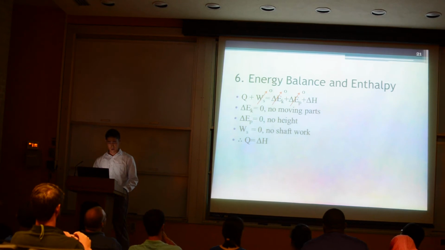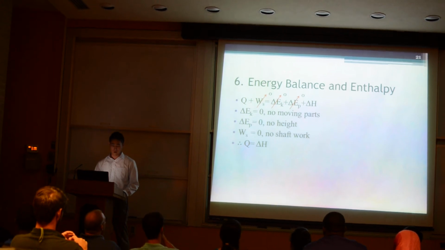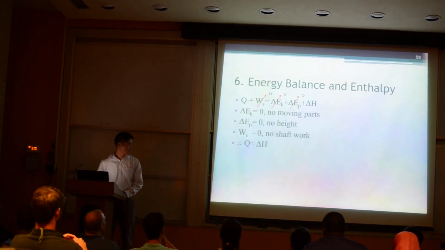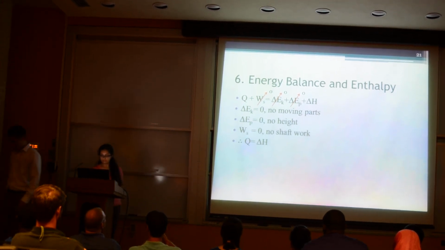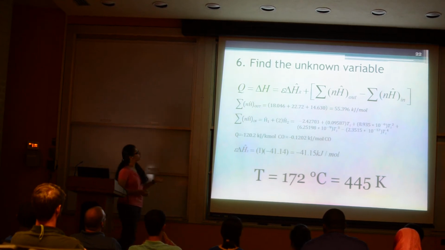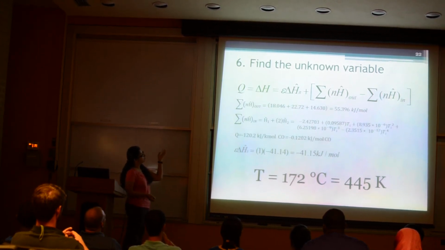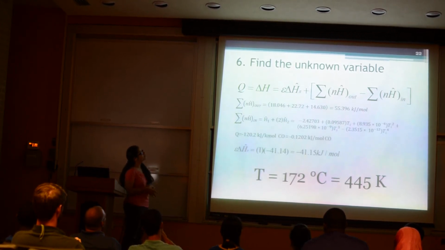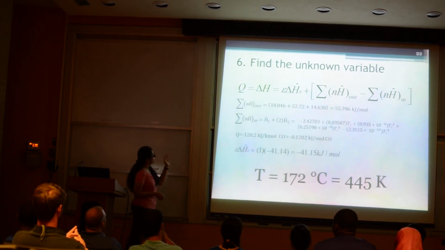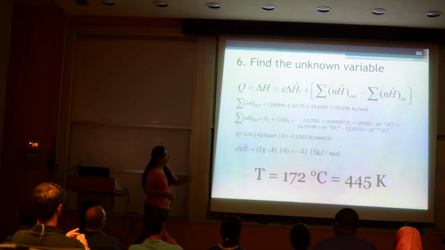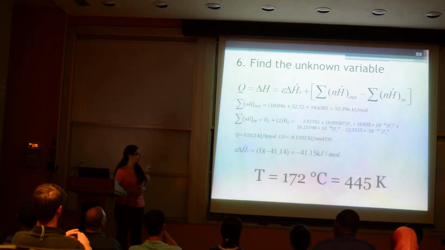Here's the energy balance equation. Basically, we have no shaft work, no kinetic energy, and no potential energy, so the equation becomes Q equals the change in enthalpy. We plug in our numbers that we just calculated. The equation is Q equals delta H, which is extent of reaction times standard heat of reaction, plus moles times specific enthalpy out, minus moles times specific enthalpy in. We plug in our numbers and we come up with a temperature of 172 degrees Celsius or 445 Kelvin.